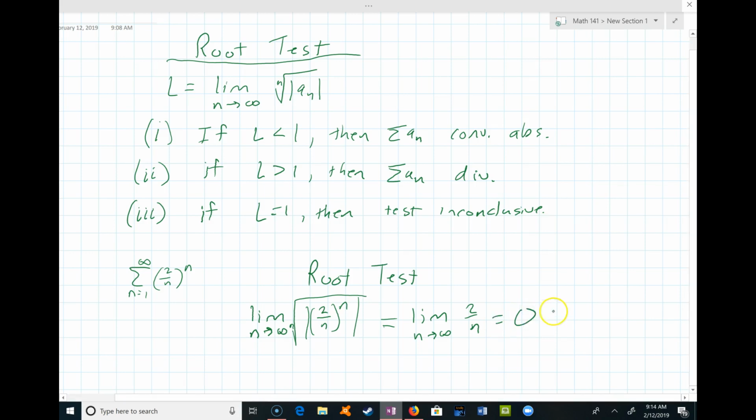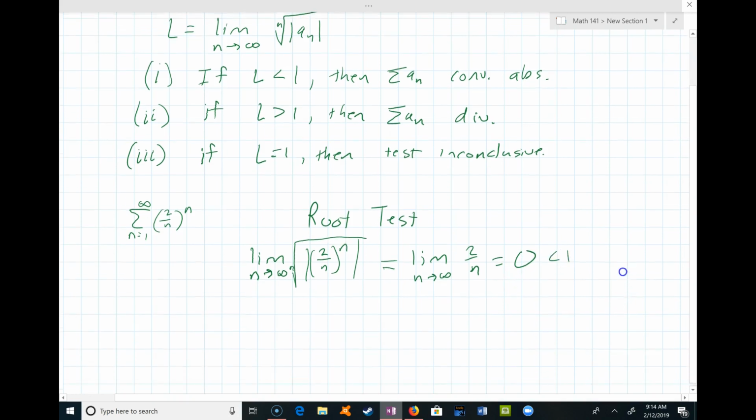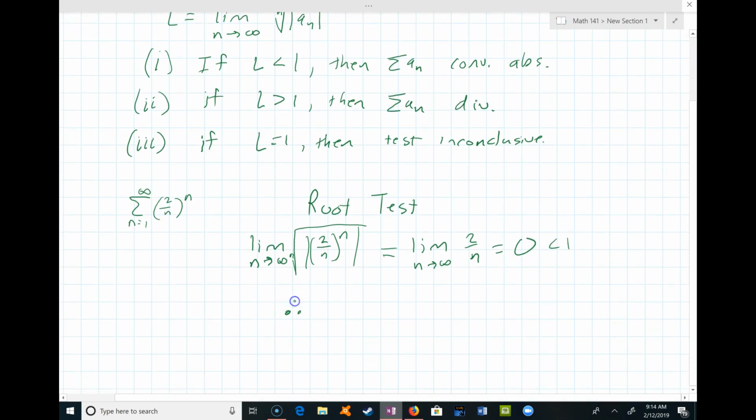And since 0 is less than 1, we can say, therefore, this series, n running from 1 to infinity, of (2 over n) to the n, converges, because we met the requirement of the limit being less than 1.